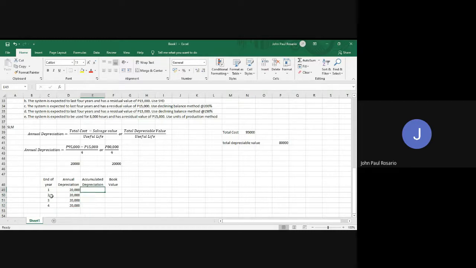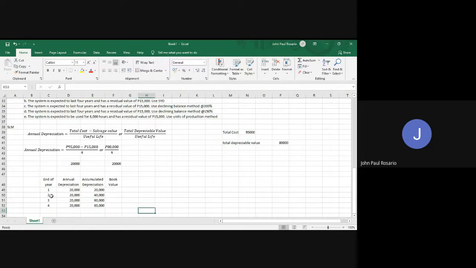So for our accumulated depreciation, we just add the depreciation from the first year to the very last year, or to whatever period is being asked. So for example, our cumulative depreciation for year 1 is only 20,000 because this is our first year of depreciation. On the second year, we add our previous accumulated depreciation and this year's depreciation expense, that will give us 40,000. Same on the third year, the previous year's accumulated depreciation plus our annual depreciation. And lastly, for year 4, do the same.